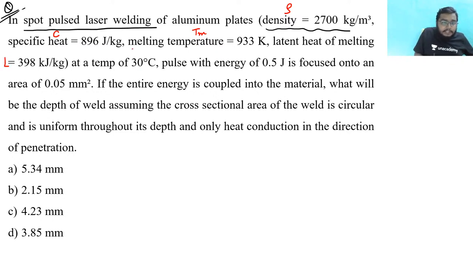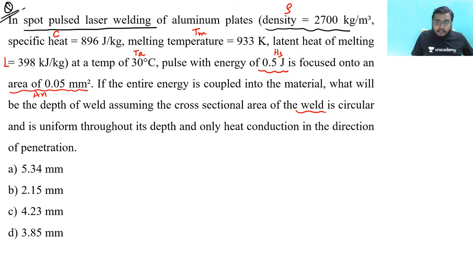At a temperature of 30 degrees Celsius, this is the ambient temperature. A pulse with energy of 0.5 joule is focused onto an area of this. The area of the welded nugget is given, clear. This is the heat energy supplied, HS, focused onto the area. If the entire energy is coupled into the material, what will be the depth of welding, assuming the cross-sectional area of the weld is circular.